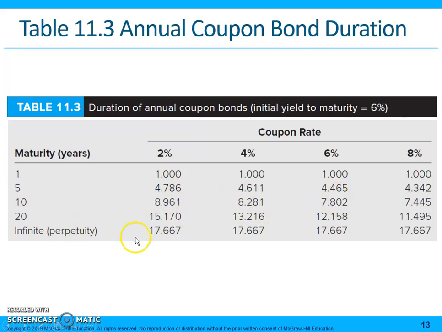And then for perpetuity, it doesn't matter. It's simply related to the yield to maturity. So this calculation doesn't matter whether it's a 2% bond or 4% bond or 6% bond. The calculation is 1 plus the yield to maturity, 1.06 divided by 0.06, and you get 17.667. If the yield to maturity were to change, then the duration would change very significantly.